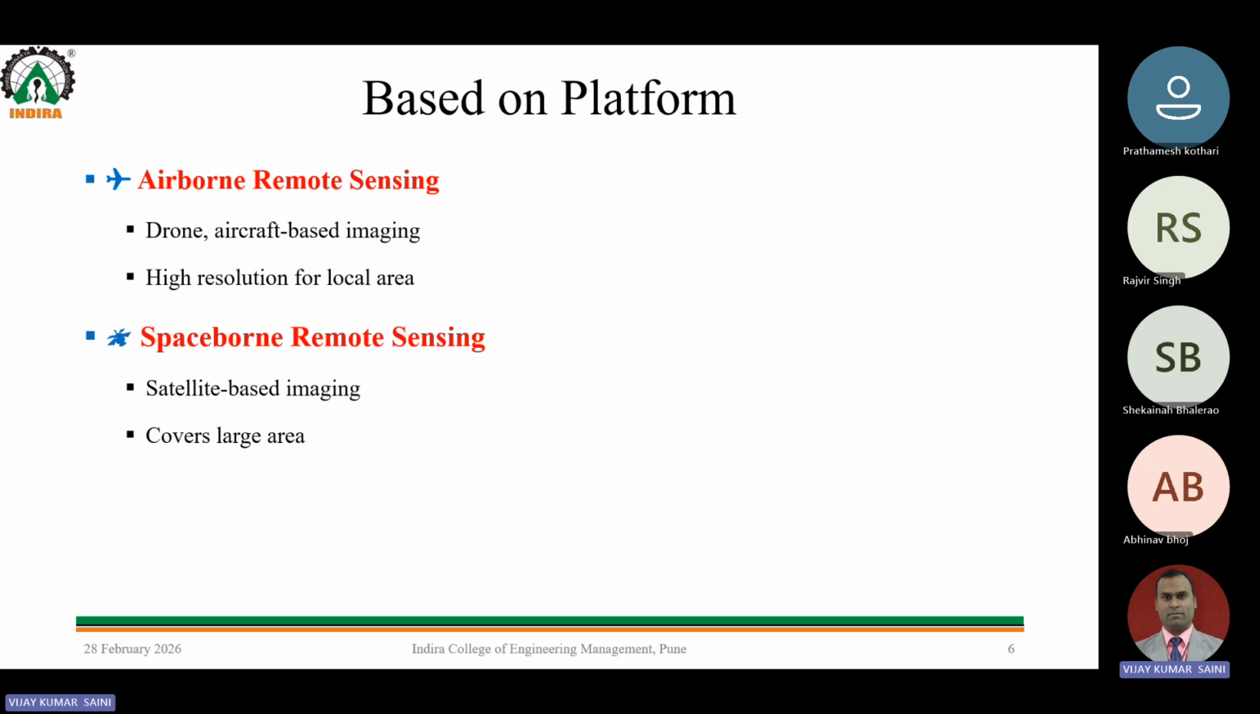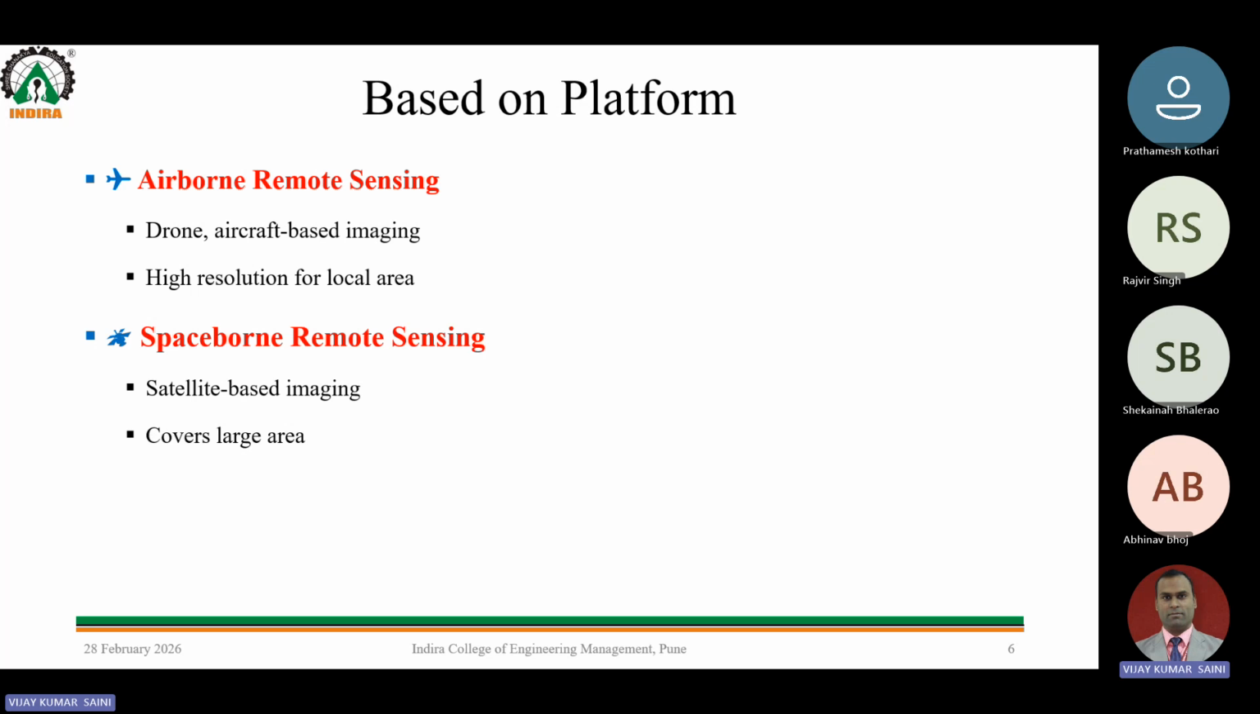Moving ahead, we have the different platforms. Whenever we are transmitting these things, active or passive, we need some platform through which we can do this. We have a few platforms like airborne, wherein drone and aircraft based systems are there. You will mount all these things on these platforms. Talking about airborne, obviously we cannot cover a very huge area, but we will have a high resolution for that particular local area.